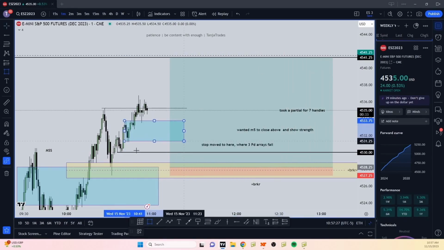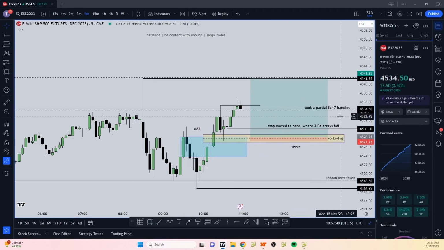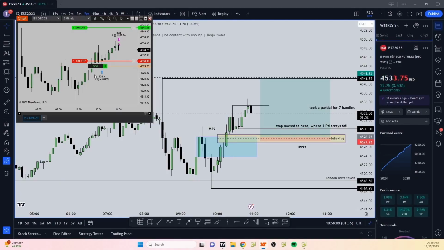So I saw price was pretty much stalling on the 1-minute when I wanted to see a stronger move up, expansion, so I did take a partial there. I put my stop 3 PD arrays below it.